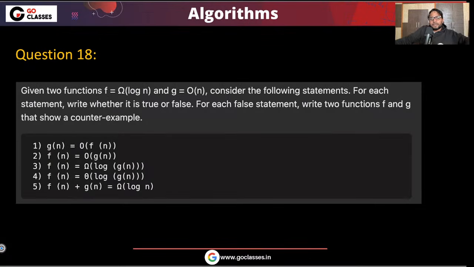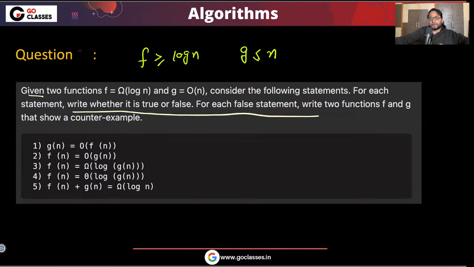Let's see this question. Given these two functions, f is greater than or equal to log n, and g is lesser than or equal to n. Ideally, I should be writing c1, c2 or something, but I'm not writing, okay? This is the asymptotic way, I'm just writing the asymptotic comparison. Consider the following statements. For each statement, write whether it is true or false. For each statement, write two functions f and g and show the counterexample.